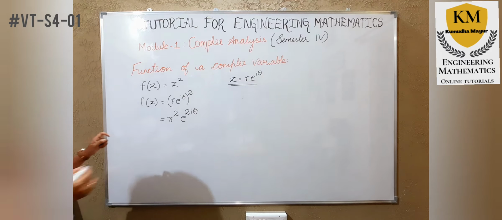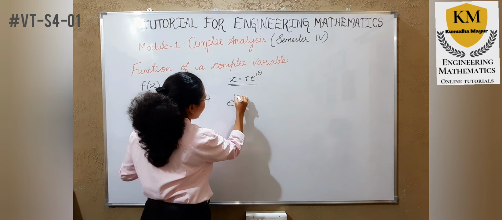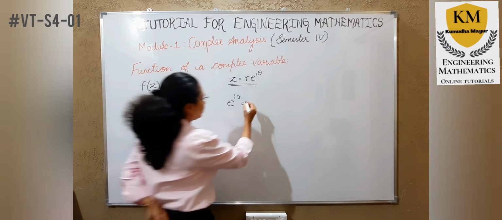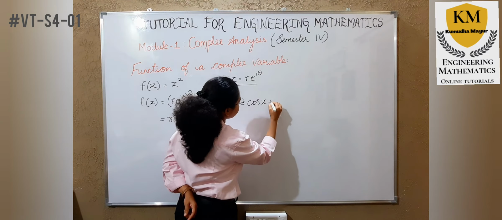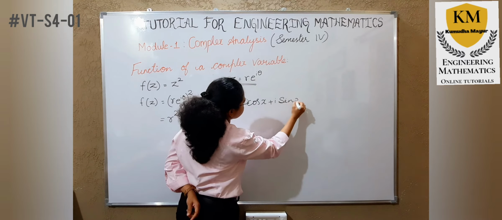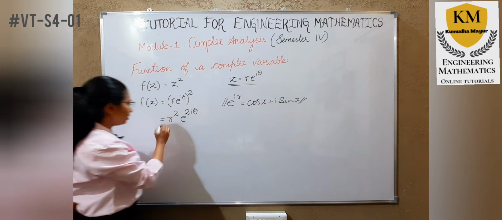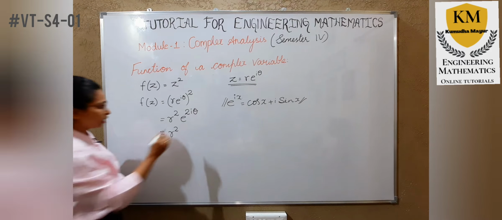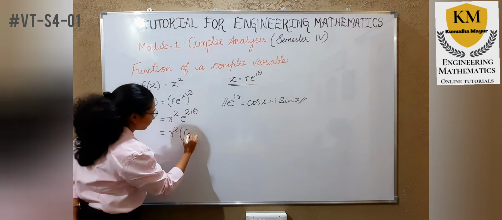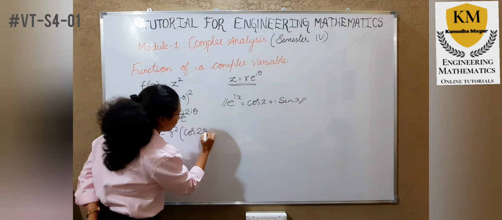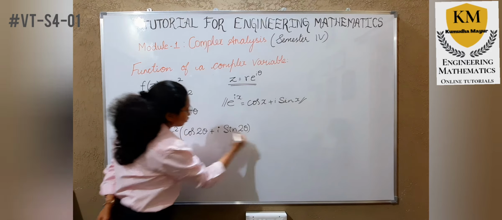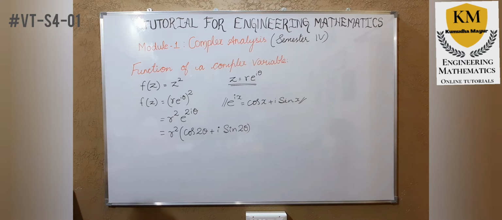Here we must understand, we know that e to the power ix is one of the standard functions. You know that it is cos x plus i sin x. This is a standard thing, you must know it. So that we can write this as r square, and further you can write e to the power 2i theta as cos 2 theta plus i sin 2 theta. So you can observe here we have received r square of cos 2 theta plus i sin 2 theta.